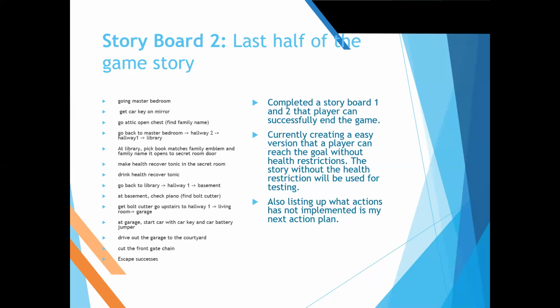Also, I need to list which actions have not been implemented; that is my action plan. I have made a game story and I will test it this week, and check which actions are not implemented, which actions I test, and whether there are any bugs. That will be my to-do: to list up what actions have not been implemented, what actions cause a problem, and what items are not in the list. So I need to go find those.